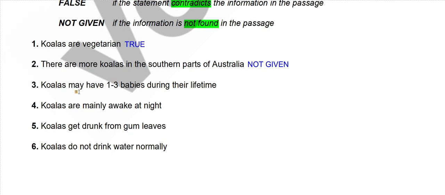Next question, third: koalas may have 1 to 3 babies during their lifetime. When will the answer be true? When they may have either 1 or 2 or up to 3 babies. So it may be written that they can have up to 3 babies during their lifetime, and we'll say true. And if they say they can have more than 3 or 4 babies in their lifetime, false. And if there is no information about how many babies they can give birth to in their lifetime, we will say not given. Let's see.